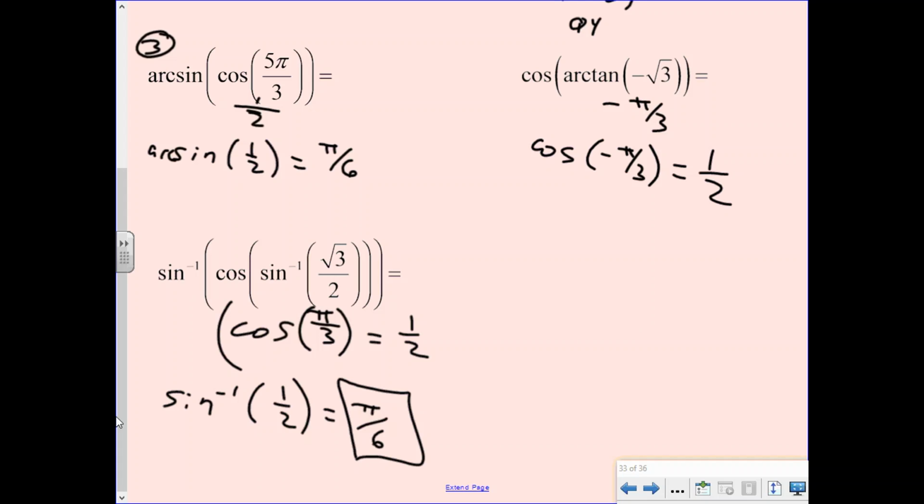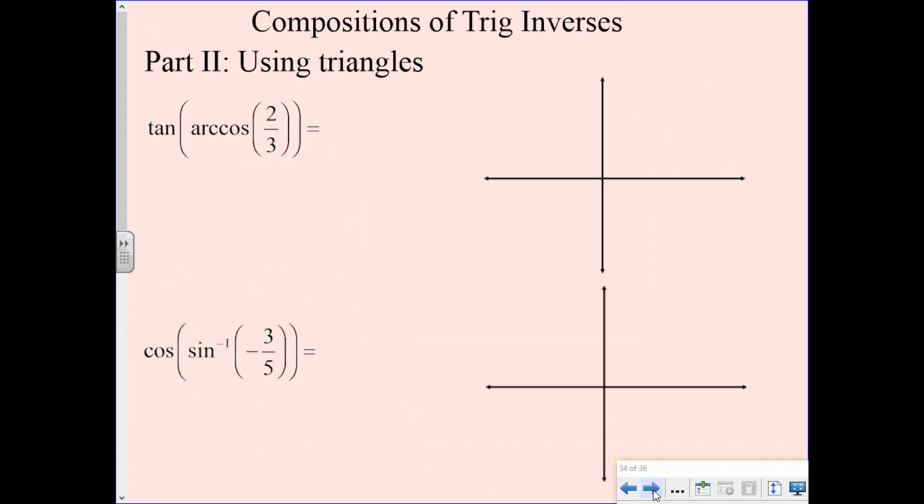It really helps if you have a good understanding and a good memory of the unit circle to do these things. But you just work on your inside out, remembering your quadrants. Okay, always remembering what the range of each of your arcsine, arccosine, arctan functions are. Let's go on to the second part of this. When you have to use a triangle.